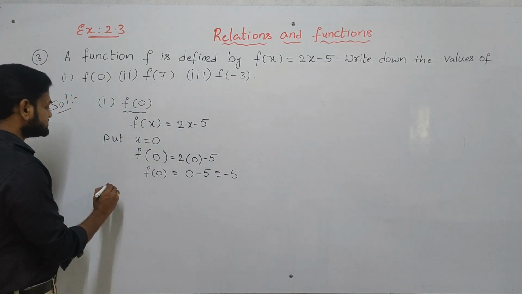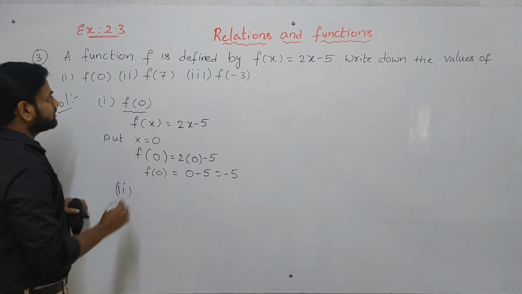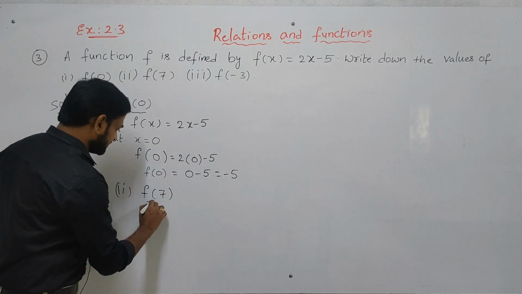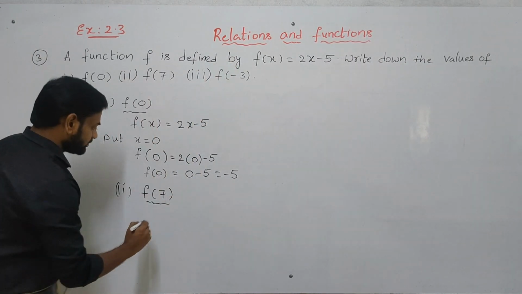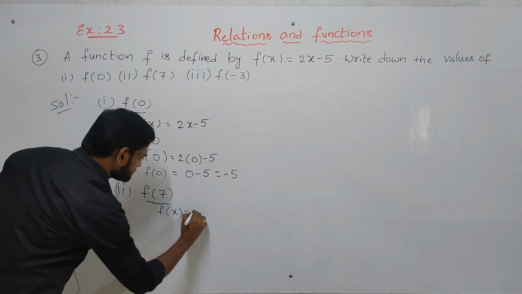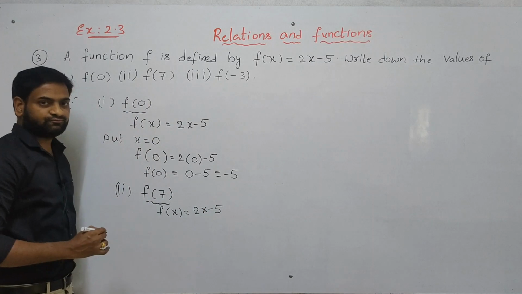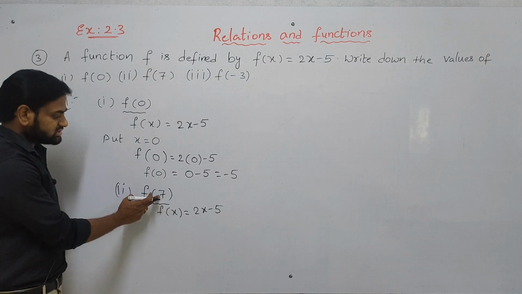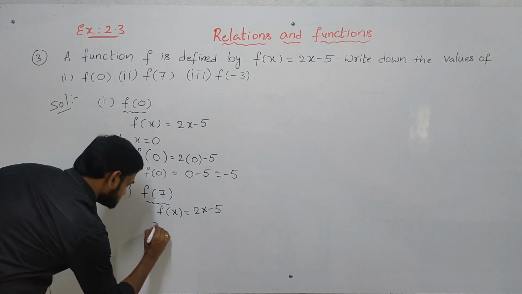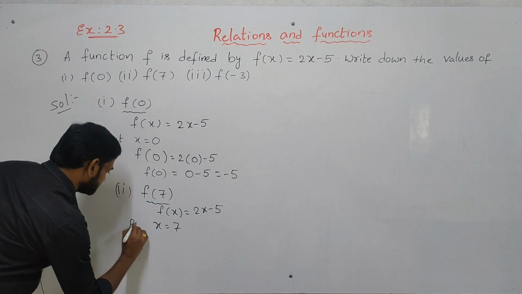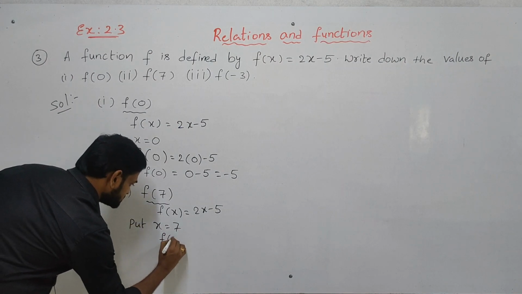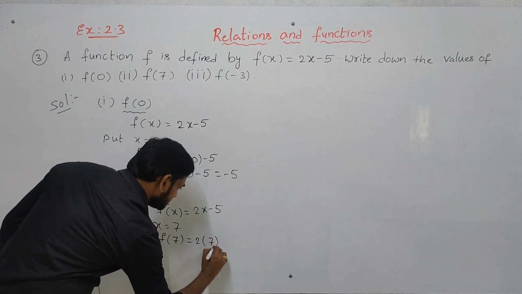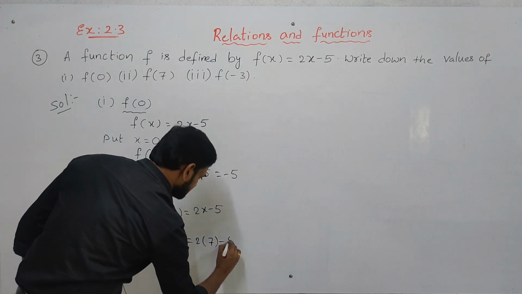Next, the second problem is f of 7. So f of x, what is the given f of x? 2x minus 5. So just compare here. The x value is 7, so x equal to 7. Put x equal to 7. So f of 7 is equal to 2 into 7 minus 5.